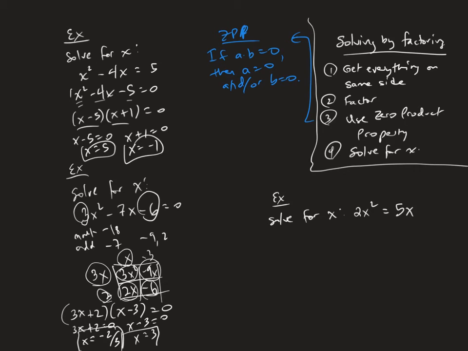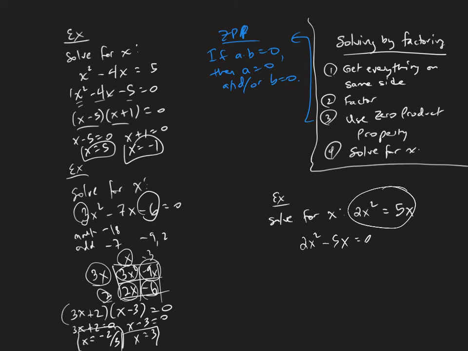Let's look at the last problem here. So get everything on the same side. Now, there's a real temptation when you have a problem that looks like this to divide both sides by x. Please don't do it, because if you do, you're going to lose a solution. Okay? So got everything on the same side.